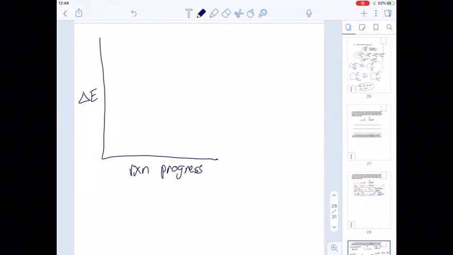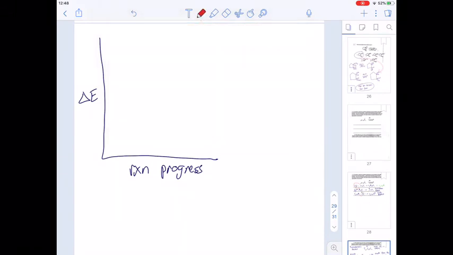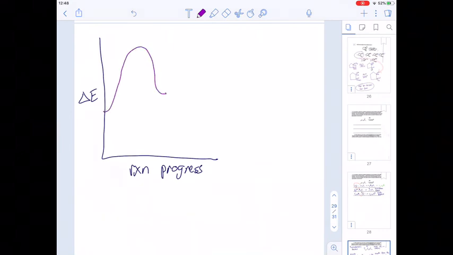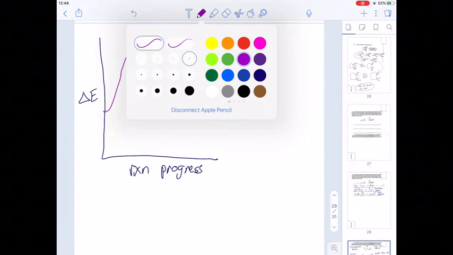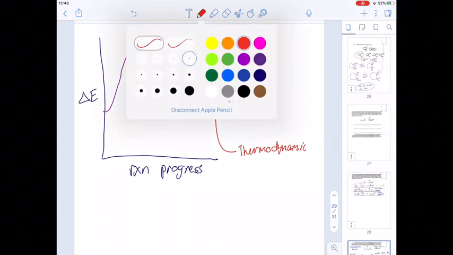So let's go ahead and draw it. I'm actually going to draw it down here. Okay, so on this side you have delta E. On the bottom you have reaction progress. And then I'm going to use different colors. Okay, so we'll do red and blue, so purple will be the intermediate. So they're both going to follow this first part, and then this is where they're going to split off.